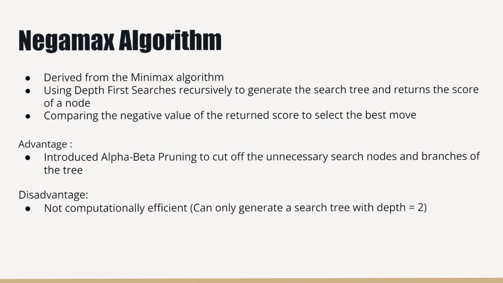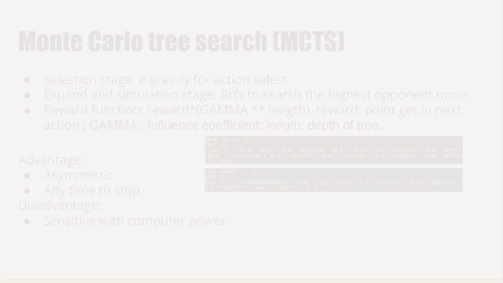Our second agent uses the negamax algorithm, which is derived from the minimax algorithm. It uses depth-first search recursively to generate the search tree and returns the score of a node. Also, alpha-beta pruning is implemented to improve the computing efficiency. It cuts off the unnecessary search nodes and branches of the tree. However, the major disadvantage of this agent is that it is not very computationally efficient. In 1 second reaction time, it can only search 2 layers.